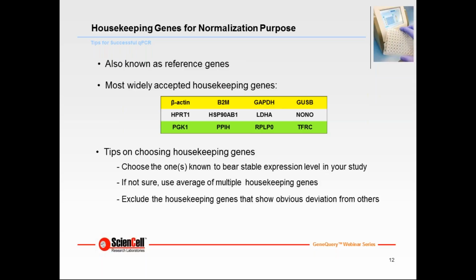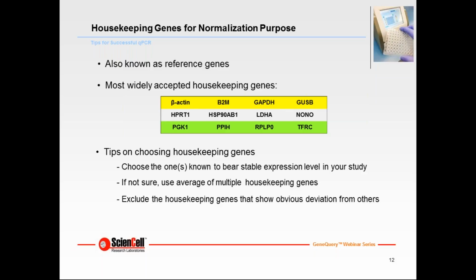To compare gene expression profiles among samples, you need to compensate data variations caused by template concentration differences in these samples, or simply put, do a data normalization. Housekeeping genes, also known as reference genes, are often chosen as references for normalization purpose. There are many of them, and here I only listed 12 most widely accepted housekeeping genes.